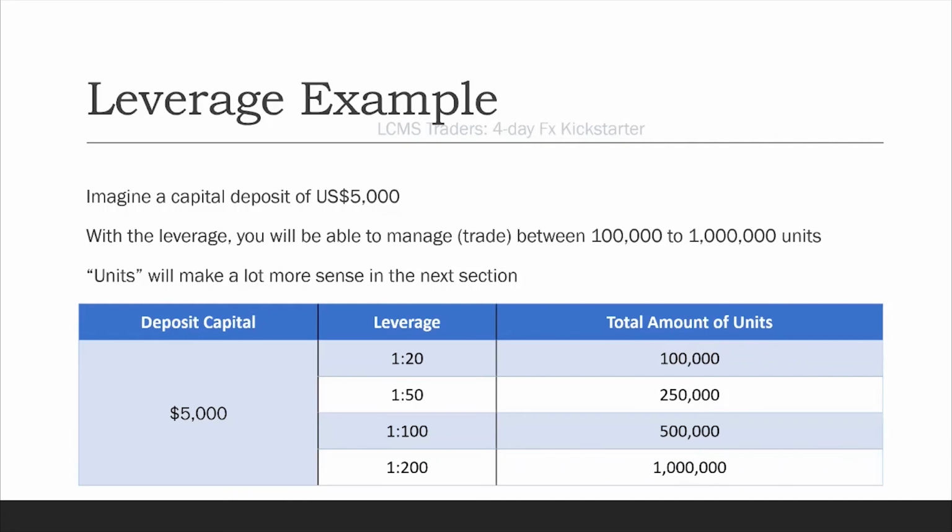A lot of people get scared when they trade in FX, thinking that if they put in $5,000 with a leverage of 1:100 at 500,000, they could lose $500,000 and be out of pocket $500,000. They would have to repay that. That is not the case.